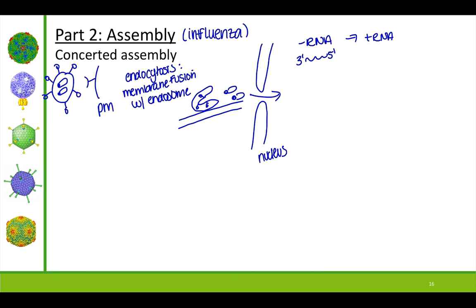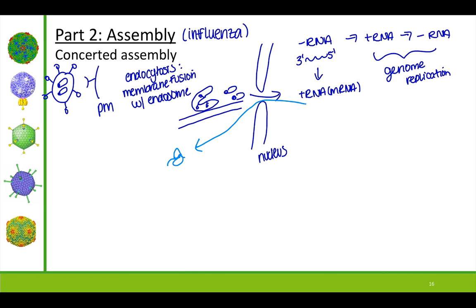We talked about the molecular details of the genome replication in an earlier topic, so we're going to leave it simplified. Then this negative RNA, at some point we have to make positive RNA to make the mRNA. That mRNA is then going to be shuffled out of the nucleus. We are going to use the ribosomes to translate it to make protein.